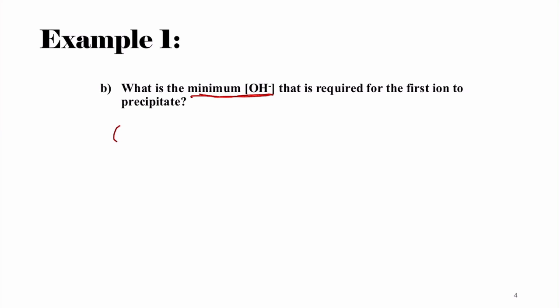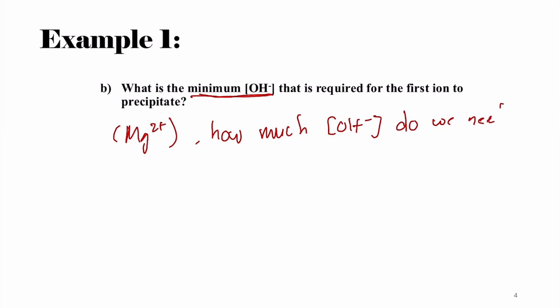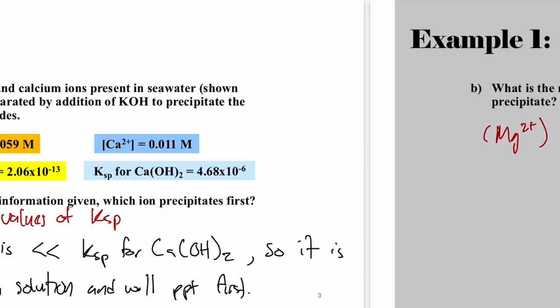And so the first ion was magnesium 2+, right? That's the one that we want to precipitate. So how much OH minus do we need? Does anyone have an idea of how you might find the minimum amount of OH minus to precipitate? Is this based off the molarity values on the other one? Or yeah, on part A.